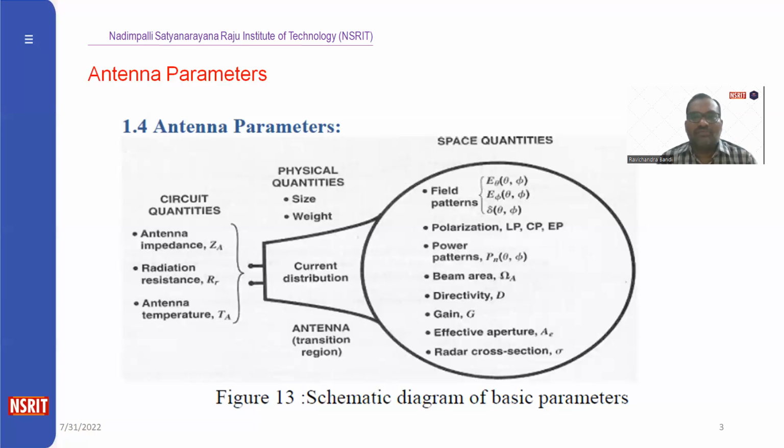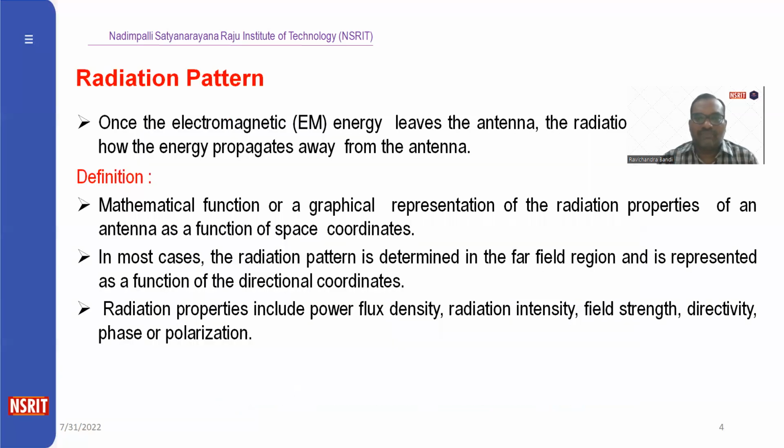In the space quantities, we will discuss radiation pattern, that is, field pattern and power pattern, polarization, beam area, directivity, gain, effective aperture, and radar cross section. So these are the basic antenna parameters that we will discuss in the coming topics. Majorly, the antenna parameters are classified into three types: circuit quantities, physical quantities, and space quantities. In this lecture, we will discuss radiation pattern.